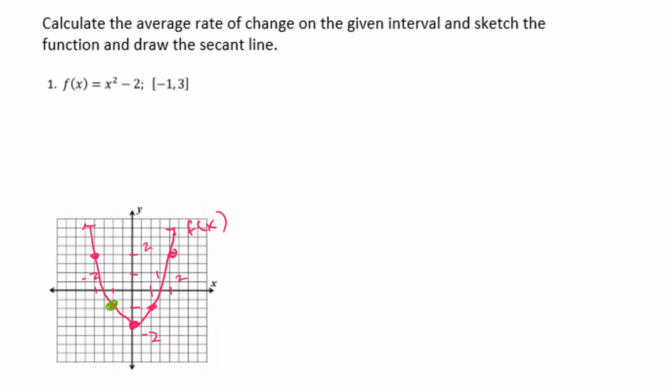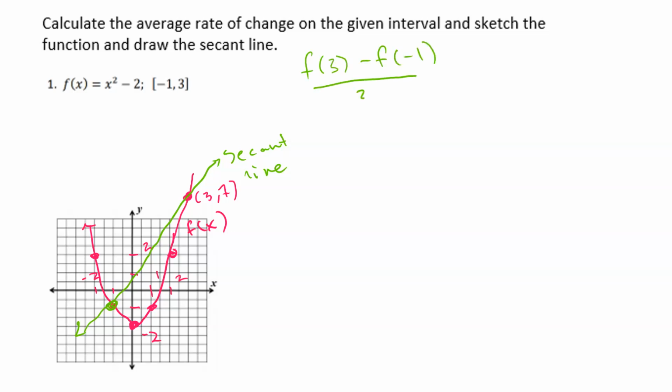Oh geez, my graph needs to go further. So if I'm going up here, the whole point would be 3, and when you plug 3 in, then that's 7. So we've got a secant line here that looks like that. And we're looking for the average rate of change, or the slope of the secant line on the interval -1 to 3. We got f of 3 minus f of -1 over 3 minus -1.